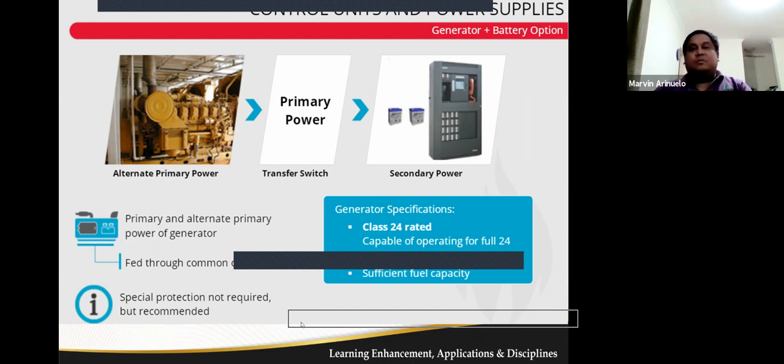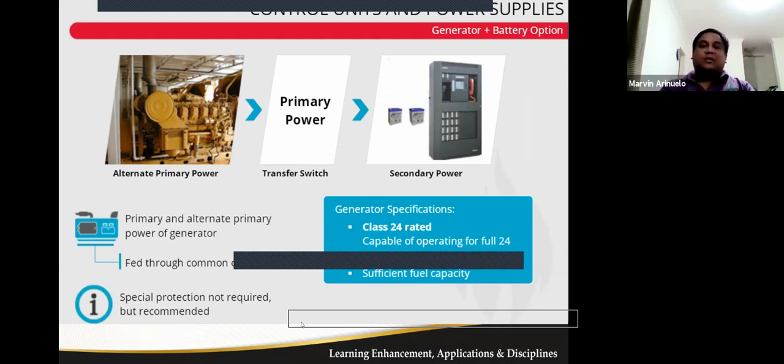Generator and battery option. Except for the secondary battery, the primary power and alternative primary power produced by the generator are fed through a common circuit. No special protection is required for that circuit, but it is recommended. The generator must have a Class 24 rating, which means it must be capable of operating for a full 24 hours at its rated load. That is the capacity of the required generator, Class 24. Since the generator has to be able to handle the greatest load possible, it must have sufficient fuel capacity. So the fuel capacity also depends. It should also be designed to supply operation for a full 24 hours in full alarm mode.